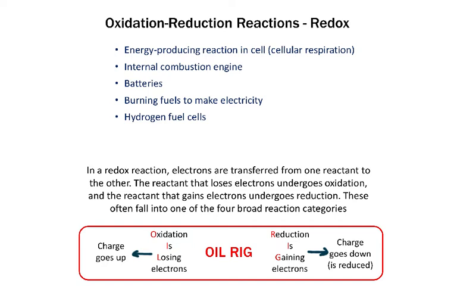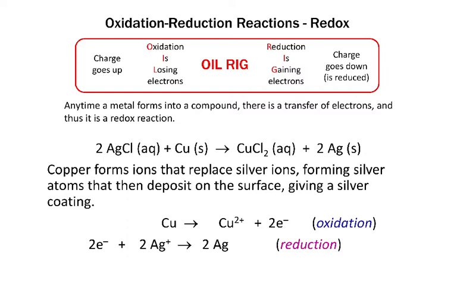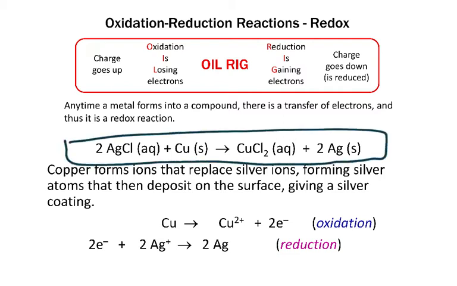Often these types of reactions will be something that has a metal that turns into part of a molecule. That's the first type of reaction or example that we'll look at. So here's an example of a redox reaction. It's balanced. We have two AgCl, which is silver chloride, plus copper metal turning into copper chloride plus silver metal.